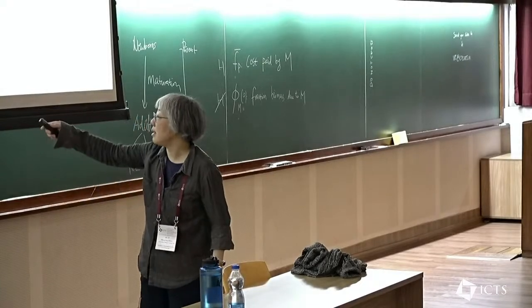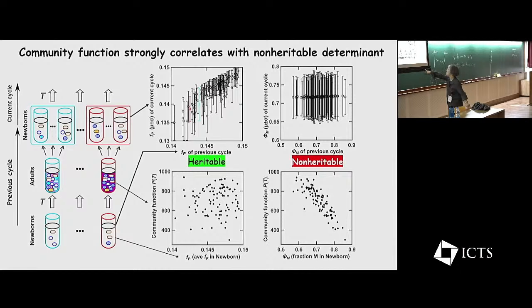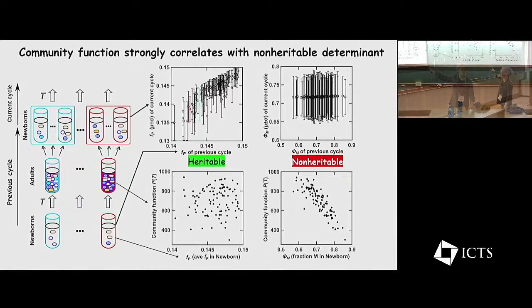So ideally, because this is the one we are selecting for, the genetic changes in the cost, right? But if we correlate this against community function, we see very little correlation. In contrast, the fraction of M in newborn strongly influences the community function. So that's why we get confused, right?